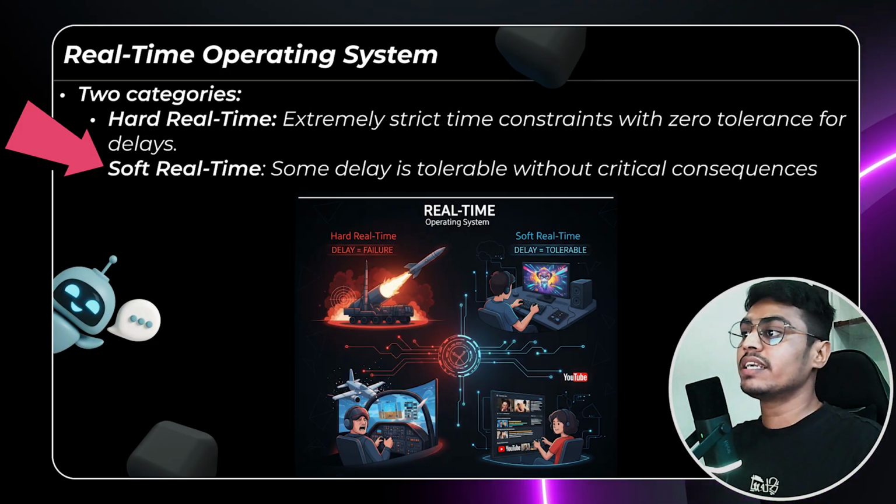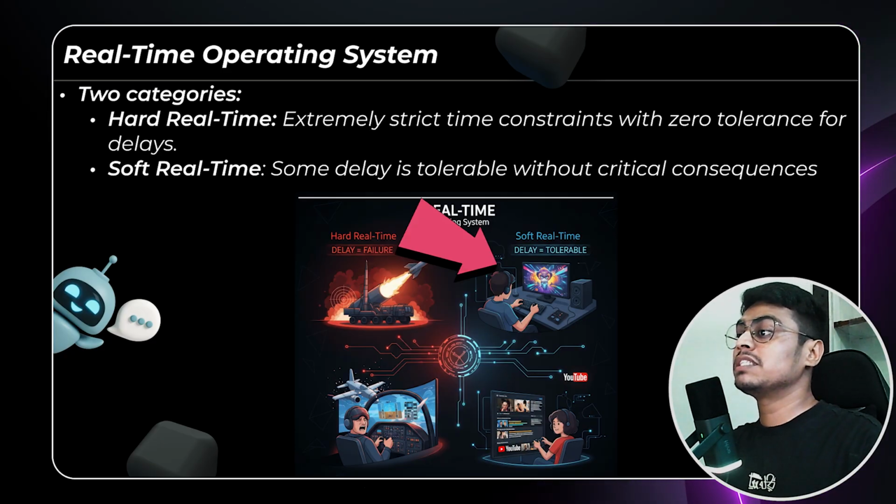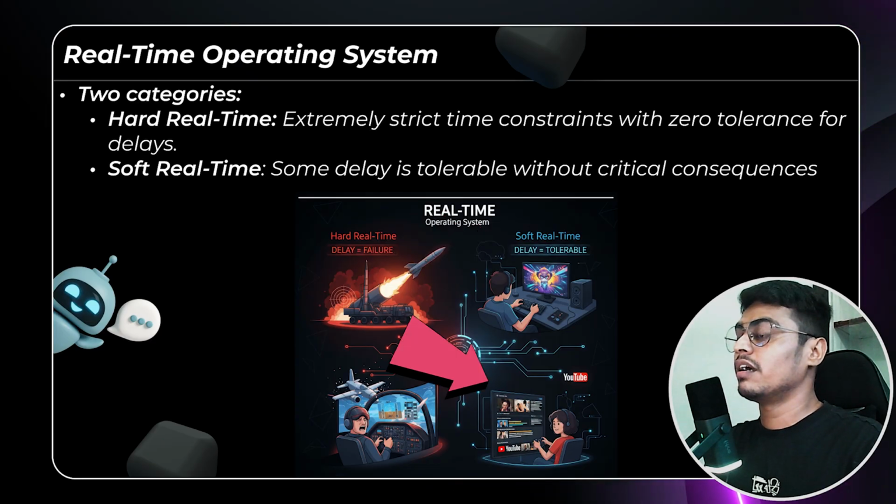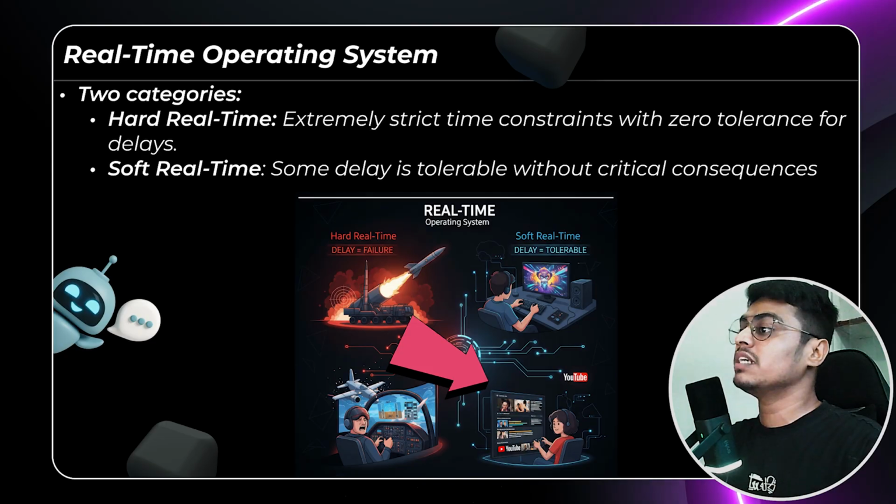And then what is soft real time? Some delays are tolerable without critical consequences. Examples include computer gaming, or we can say YouTube live streaming. A 5 or 10 second delay in live streaming or in gaming is manageable. Okay, this was soft real time.